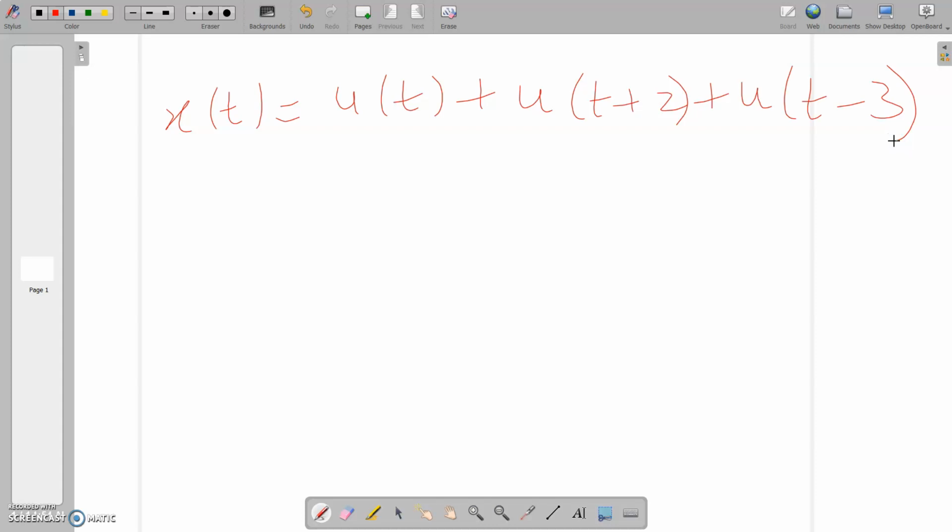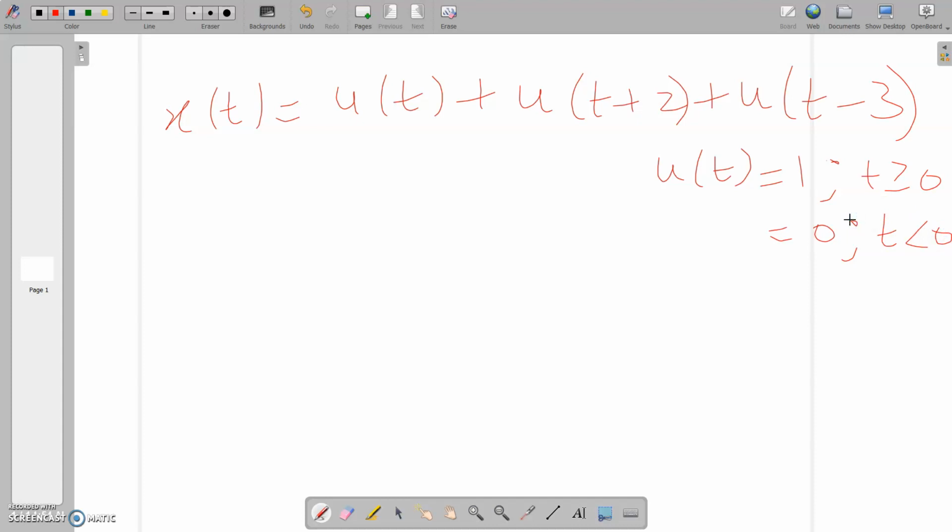Okay. So, what is u of t? U of t is nothing but the unit step signal. So, how to represent the unit step signal? U of t is equal to 1 for t greater than or equal to 0, and 0 for t less than 0. So, this is the definition for u of t.